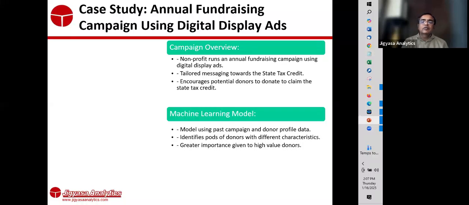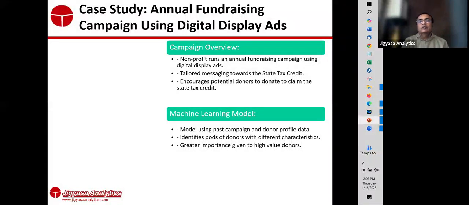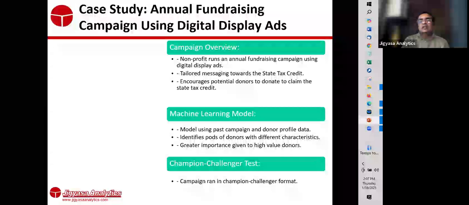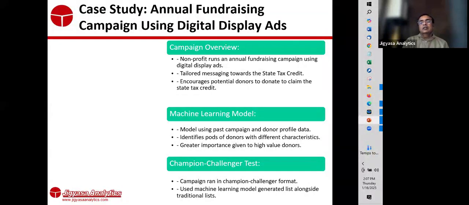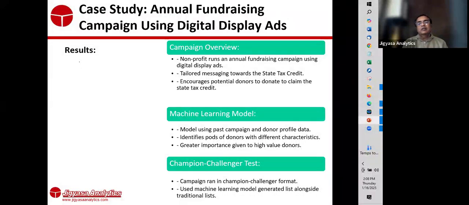That was kind of a decision we made, that we wanted to try to target more high value donors. And it was kind of a champion challenger test. There were existing lists, and there was the machine learning model generated lists, and they were both used for this campaign.